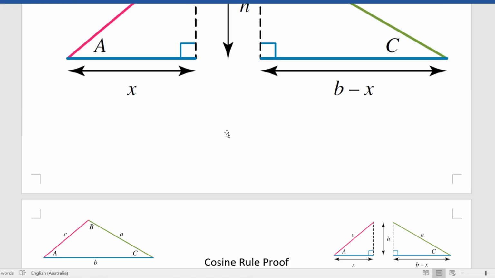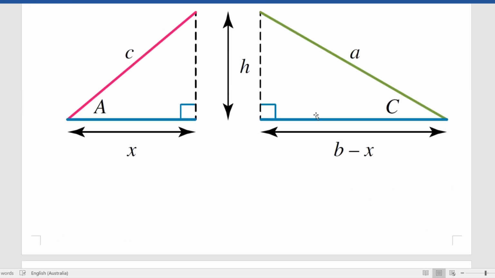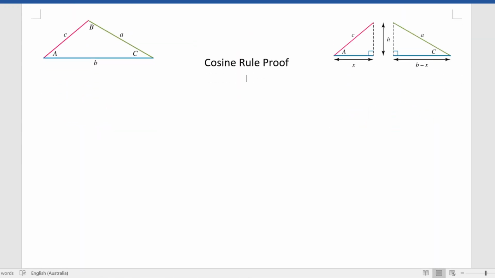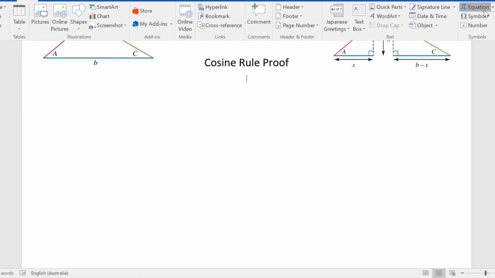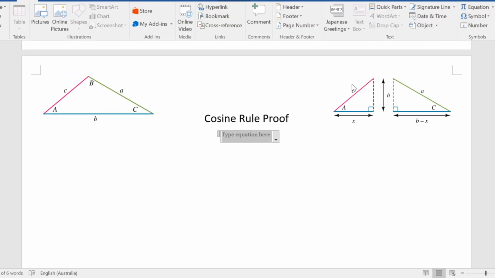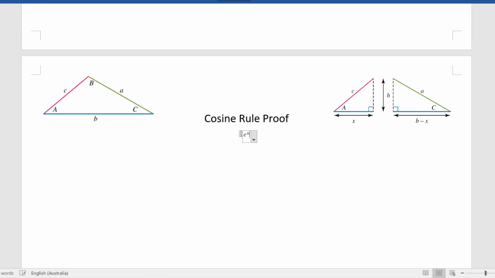But now that we're back down to this one, you'll see we have two right angle triangles. So the very first thing I want to do, I'm just going to quickly insert an equation here, is look at how we can use Pythagoras here. The triangle on the left, little c, so c squared in this case, what is that going to be equal to? Well, wouldn't that just be equal to h squared plus x squared?